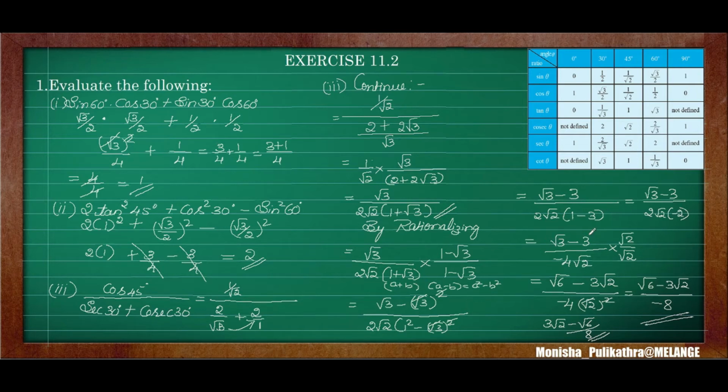So the numerator, just write as it is. Next is 2 2s are 4, minus is there, so minus 4 root 2. So here also you can stop the problem. But in the textbook they have given a different answer for this. So we have to do rationalization once again.